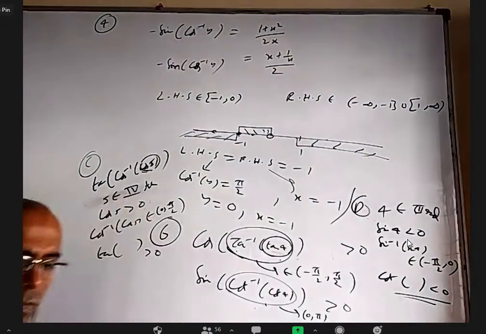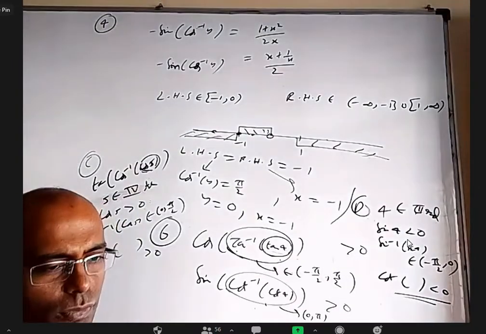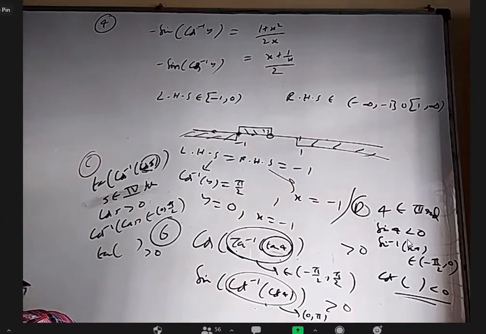So for this question, you don't have to find the values. You only have to know which quadrant 4 radians is in, which quadrant 5 radians is in, like that.